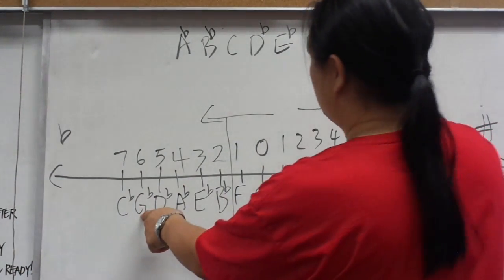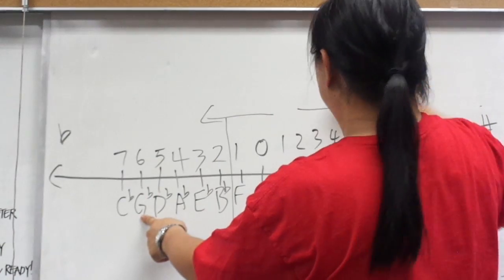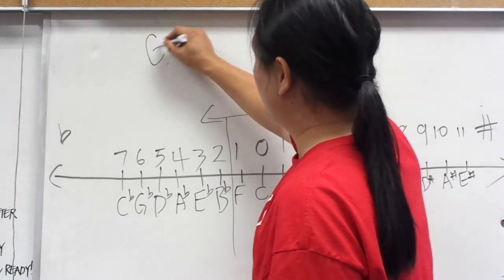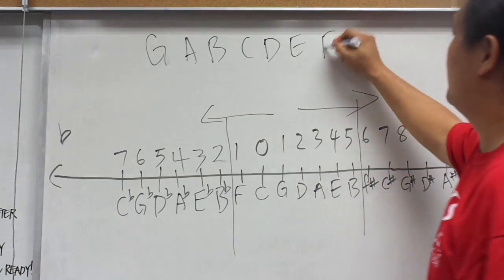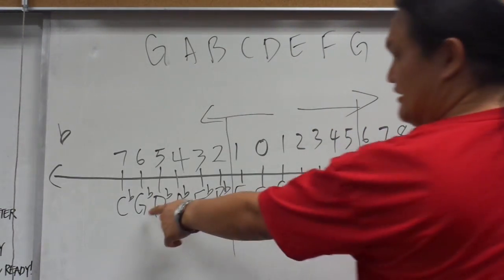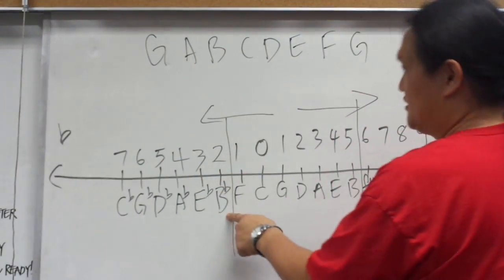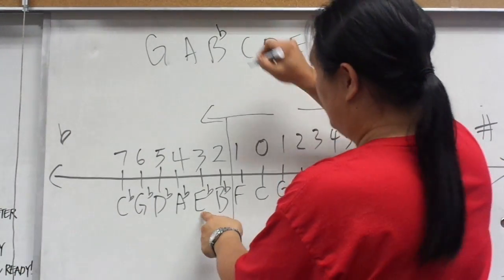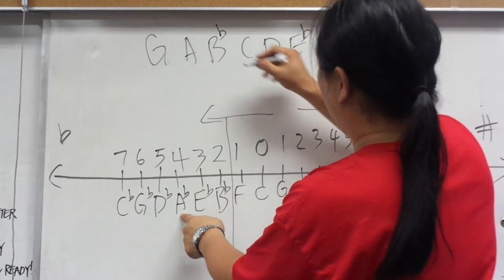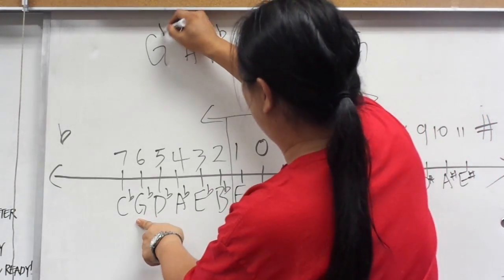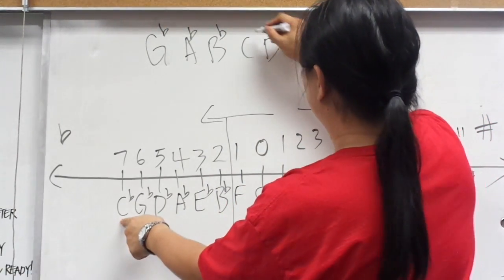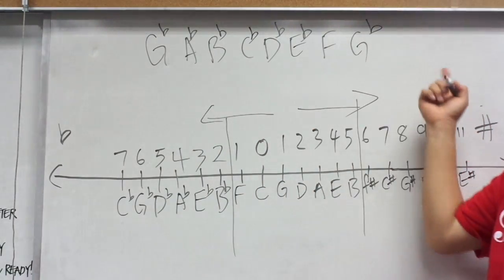If I want a G flat major scale, G, A, B, C, D, E, F, G. I need 6 flats. So I start with B flat, that's 1, E flat, 2, A flat, 3, 4, 5, and 6. G flat major scale.